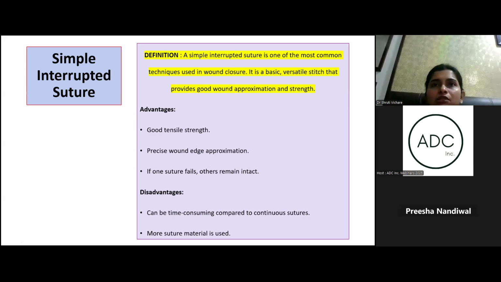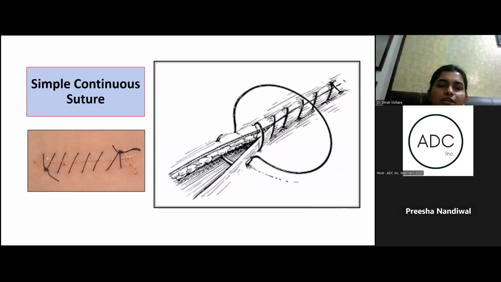Disadvantages are it can be time consuming because every time you put one suture, you're tying a knot, then you're going to the second one. So it is really time consuming. And also the suture material needed is more because you're putting multiple knots. For each suture, you have to put 3 knots. So more suture material is definitely needed.